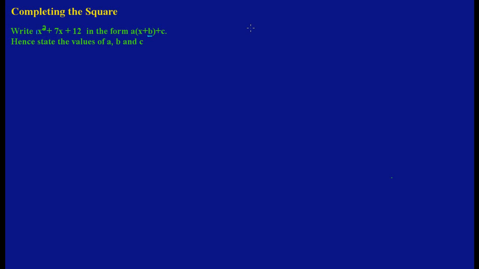Hi guys, in this video we're going to be looking at a typical exam question: how we complete the square when a quadratic expression is given to us in the general form. We're going to write it in the form a(x + b)² + c, and thereby state the values of a, b, and c.